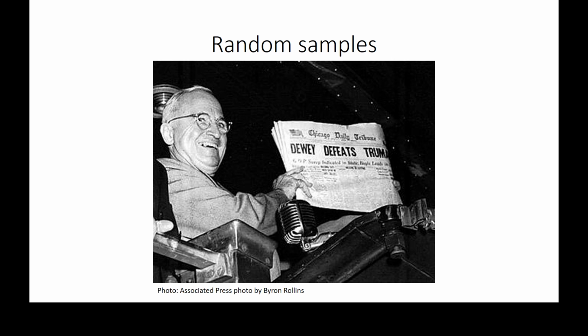But in fact, it was the opposite: Truman had defeated Dewey, and the headline gets it wrong. This had to do with several factors, but one of them was bad polling. What most pollsters did back then was something called quota sampling.